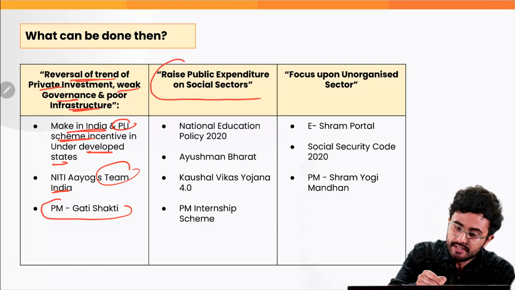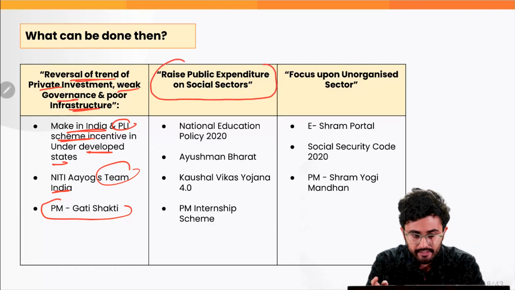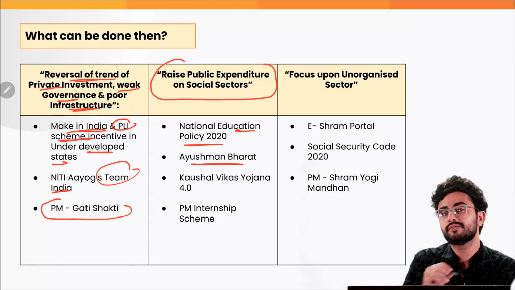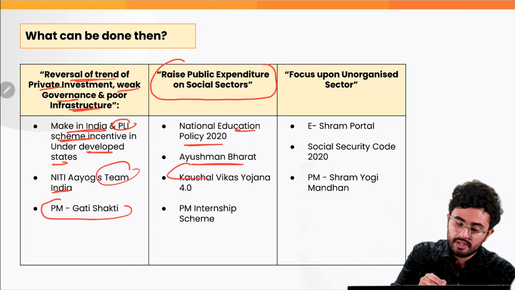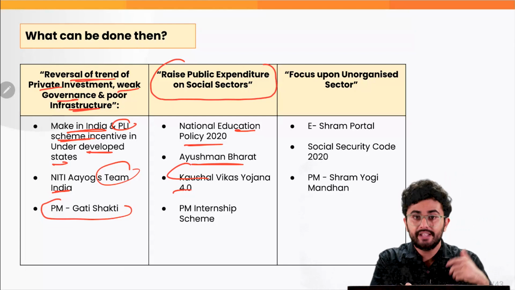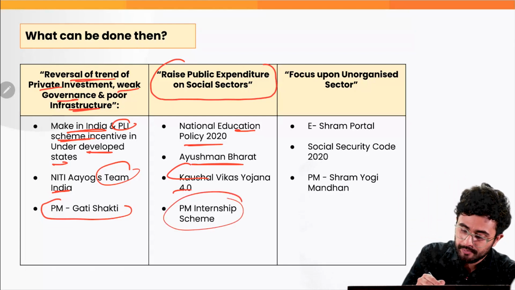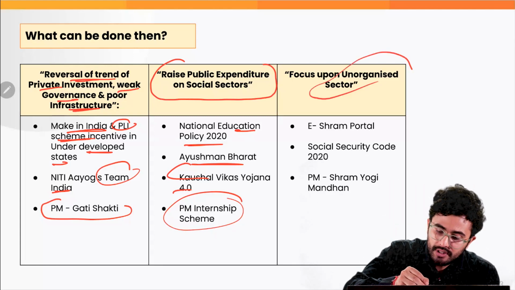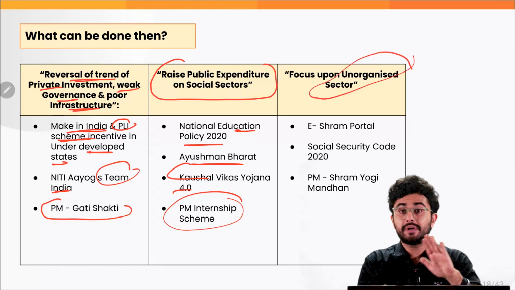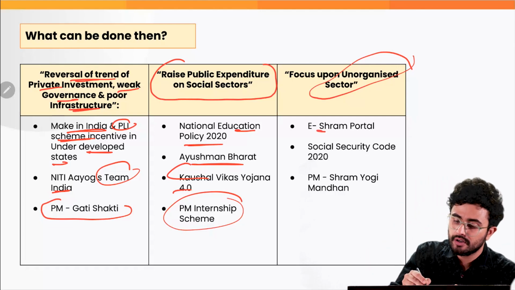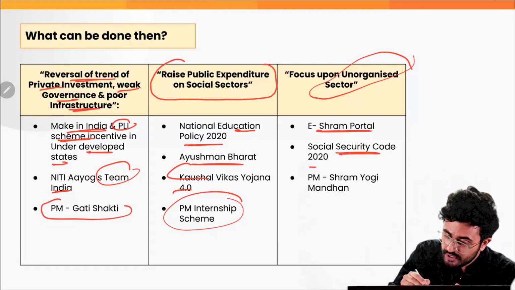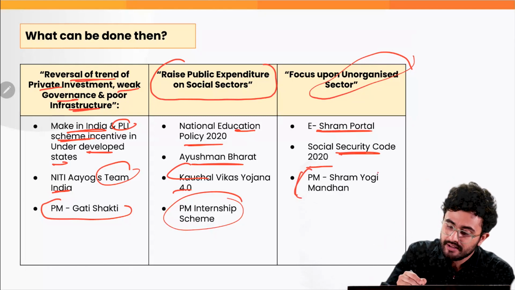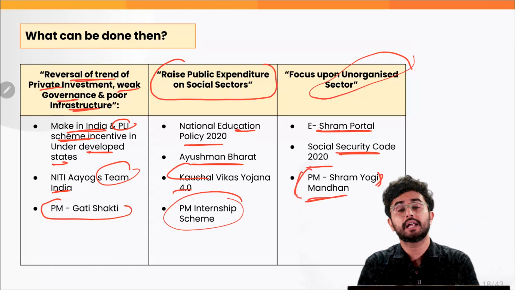Then the editorial suggests that we should raise the public expenditure on the social sector, for which the government has brought the National Education Policy 2020, the Ayushman Bharat which we discussed, and skilling the people under the Kaushal Vikas Yojana 4.0, giving jobs to unemployed youth under the PM internship scheme. Also, we need to focus upon the unorganized sector, and for that the government is registering these unorganized sector workers on the eShram portal, providing them social security covers under the Social Security Code of 2020, as well as various incentives under the PM Shram Yogi Mandhan.